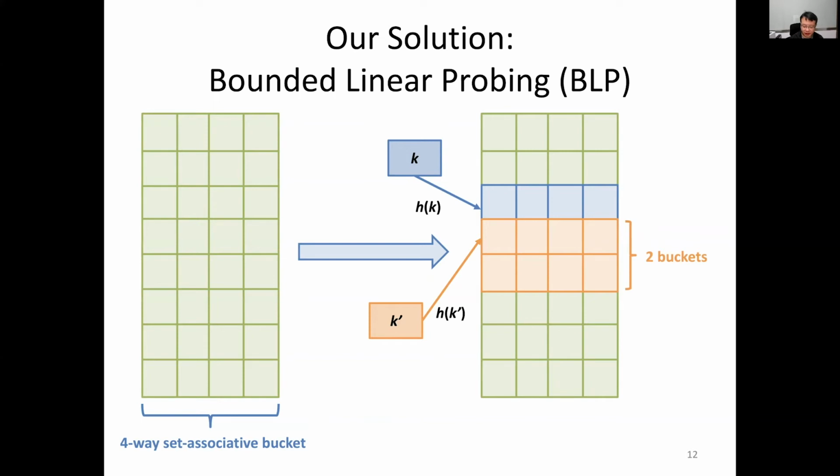Because we use a four-way set-associative bucket, and each key can be stored in one of the two consecutive buckets, this particular data structure is called 2,4-BLP. And in our paper, we show that this simple change increased the cache hit rate from 81 to about 94%. So this is a pretty big jump.